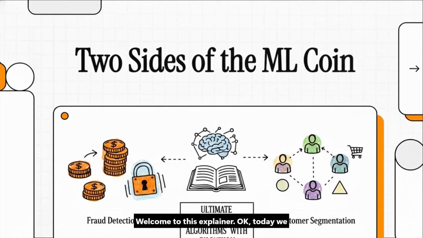Welcome to this explainer. Today we are exploring something pretty mind-blowing: the invisible intelligence that is literally processing millions of data points every single second just to protect our money and curate our digital lives.